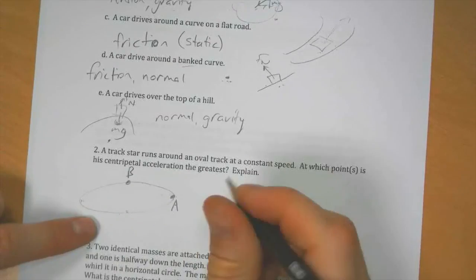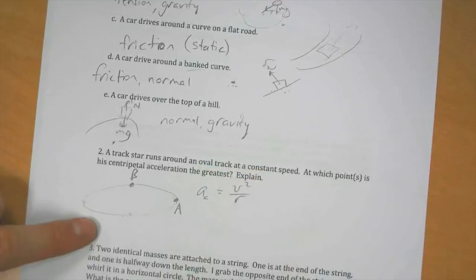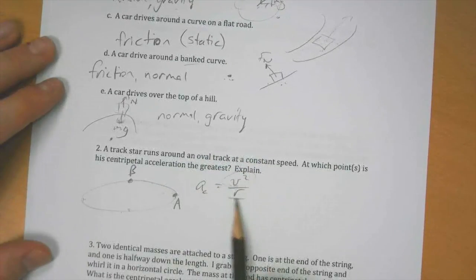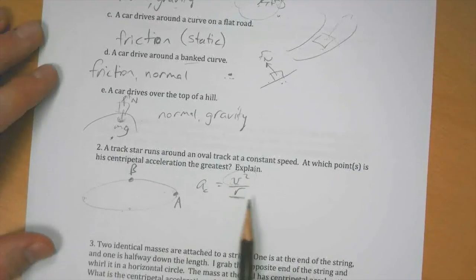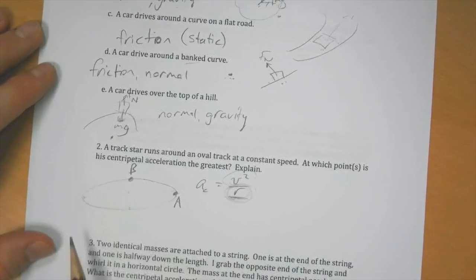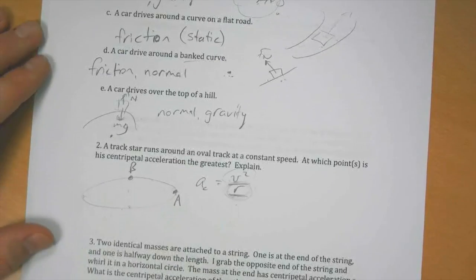If we remember, centripetal acceleration is v squared over r, right? The speed is constant, so the radius is what determines which acceleration is greater. But people often incorrectly interpret this radius. What this radius means is the radius of curvature. So it's not the distance to the center of this oval. It's the distance to the center of the portion of a circular path they're on.